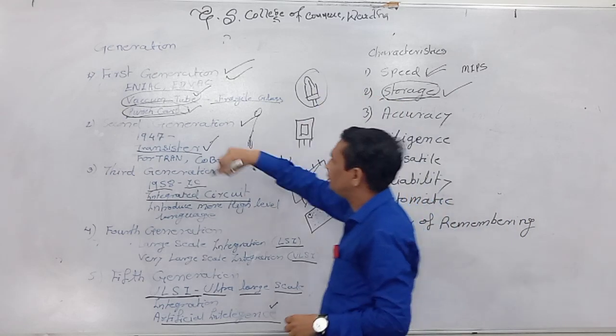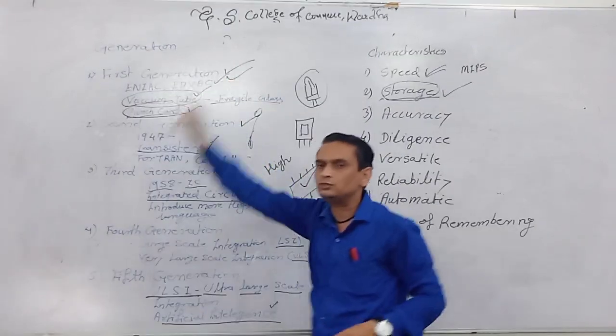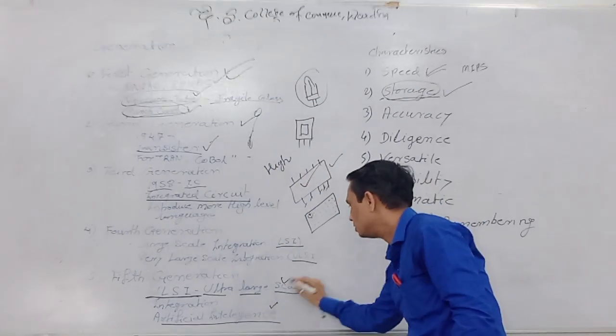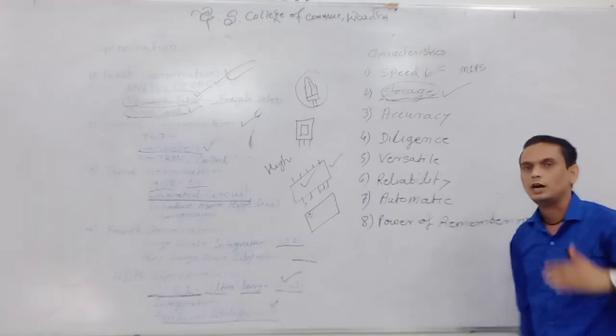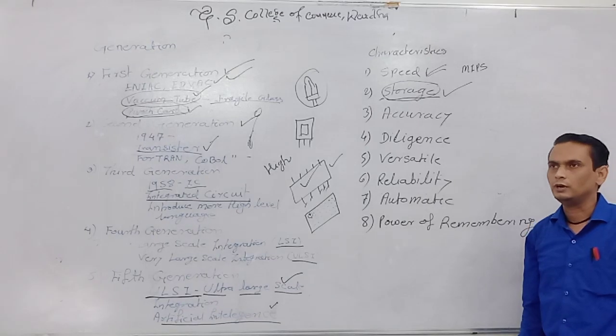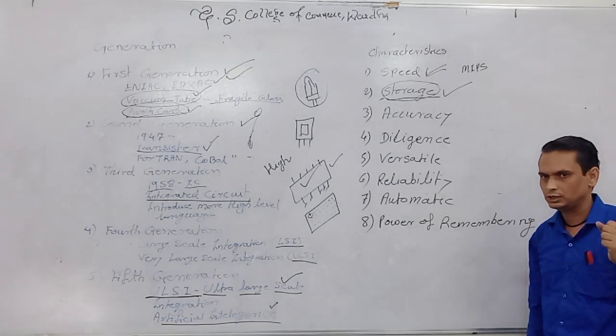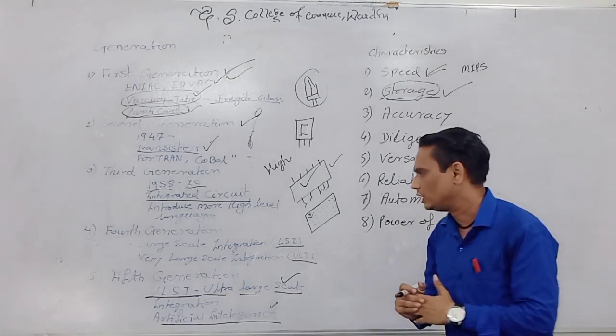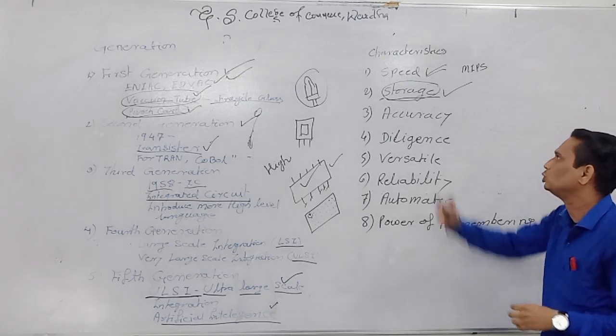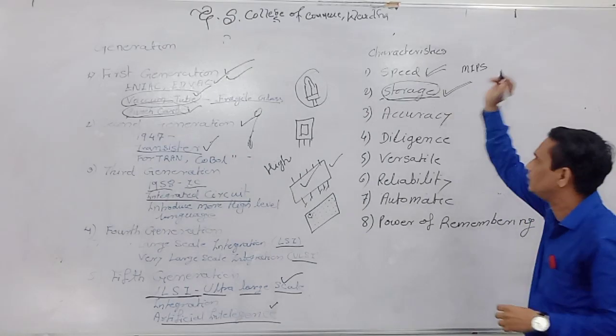But in the first generation, the storage capacity is very low, and in the fifth generation, the storage capacity of a computer system is beyond measurement. Means 2 TB to 4 TB or petabytes, gigabytes, all are available in the fifth generation. So the storage capacity of a computer system is very high.